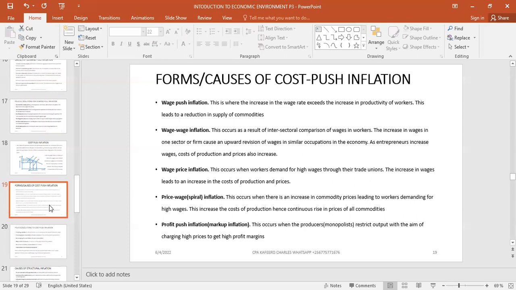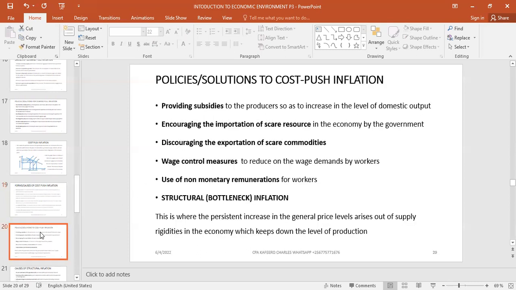That's all about the cost push inflation. Maybe we can look at how we can control some of these cost push inflation. The first one, the government can provide subsidies to producers. Let's say they give them something as an incentive to boost their production.